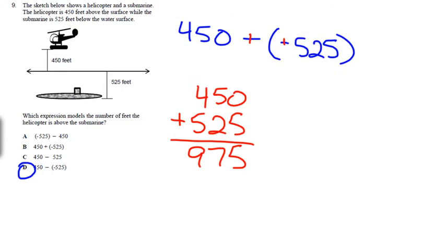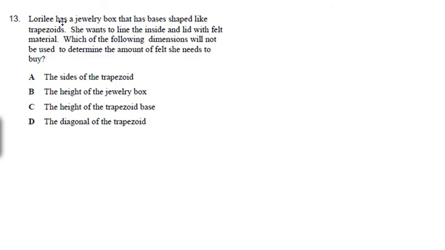Okay. Alright, 13. Laura Lee. Okay, that's the name. She's got a jewelry box with bases shaped like trapezoids. She wants to line the inside with felt material. Which of the following dimensions will not be used to determine the amount of felt she needs?